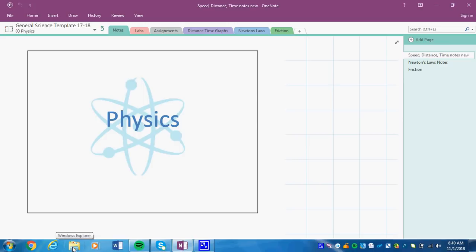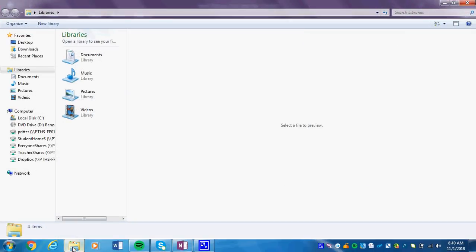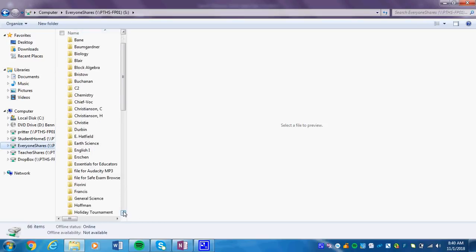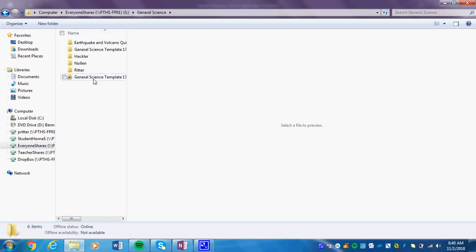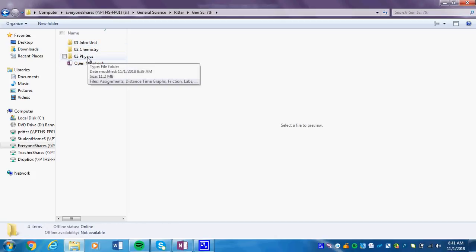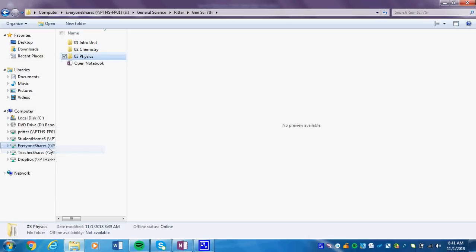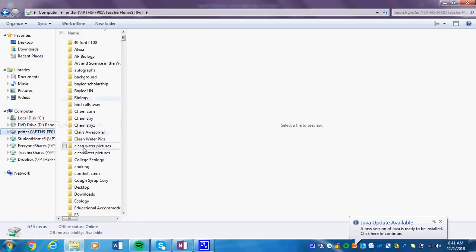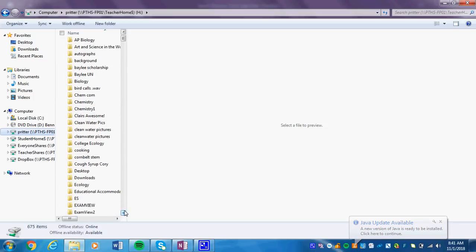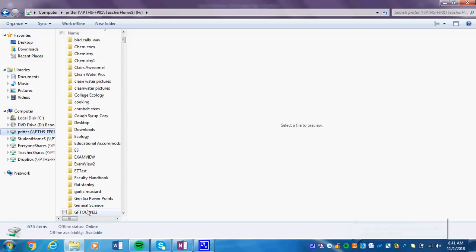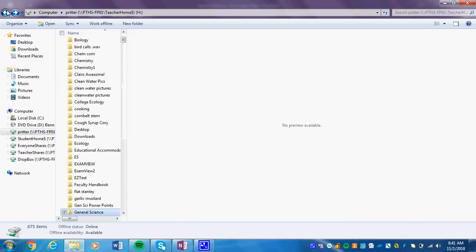So, what I'm going to have you do again, just in case you don't remember, go to your folder, go to Everyone Shares, down to General Science, and if you look in Ritter, General Science, you hit Control C on physics, or you can hit right click copy, very similar. And then you're going to go to your home directory and you're going to save it into your general science folder. So I'd go down here and save it into general science. So I'd put it in there.